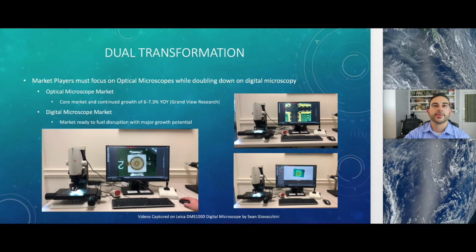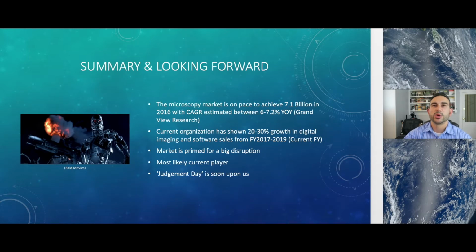All right. To wrap up, microscopy is holding its own on the optical microscopy front, but there seems to be a truly disruptive shift in the works in the form of digital microscopy. Grand View Research and Coherent Market Insights both assess the market of digital microscopy and optical microscopy growing at a rate of 6 to 7%. But based on our own internal numbers, digital microscopy has the potential to grow at a much larger rate. Based on our last few years, we have seen growth rates trending upwards of 20 to 30%, which is fantastic and cannot be ignored.